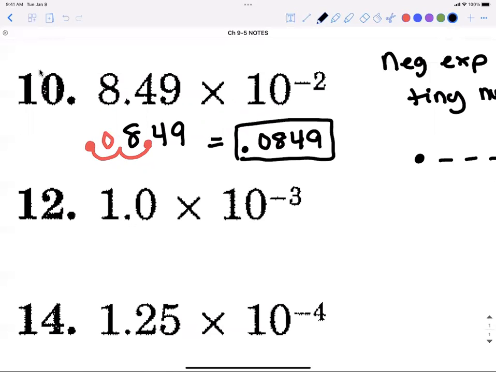A lot of times the book will put 0.0849. I'm good with either one of those. Okay. It does not matter to me.